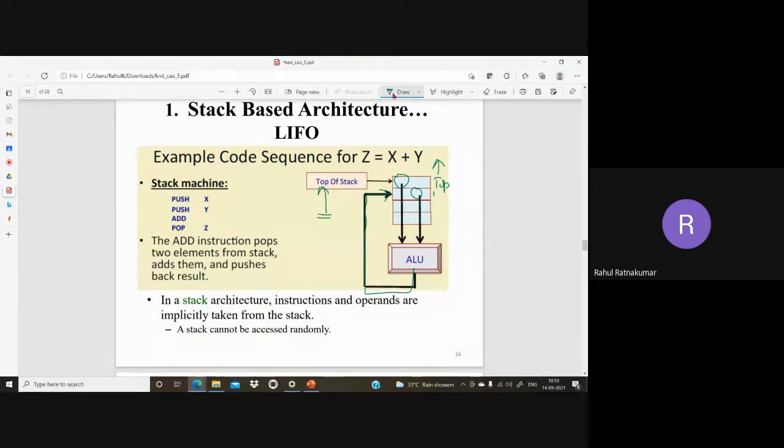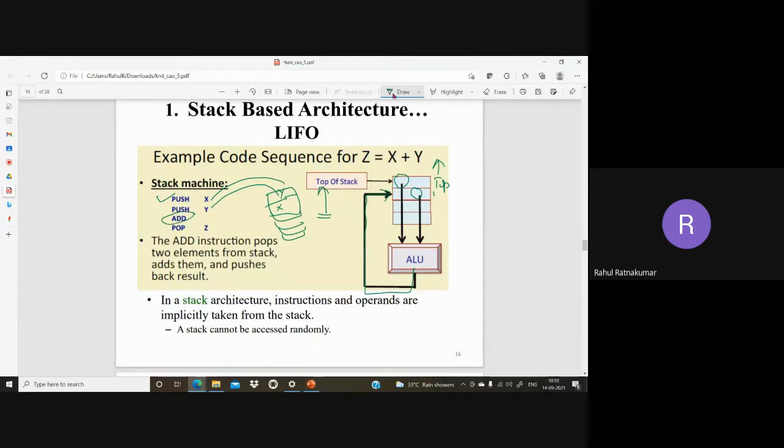So the instructions will be like this: push X. That means you're putting X into the stack. Then push Y also into the stack. That means we have X and Y in the top positions of the stack. X is here, Y is here, and other data is already at the bottom.